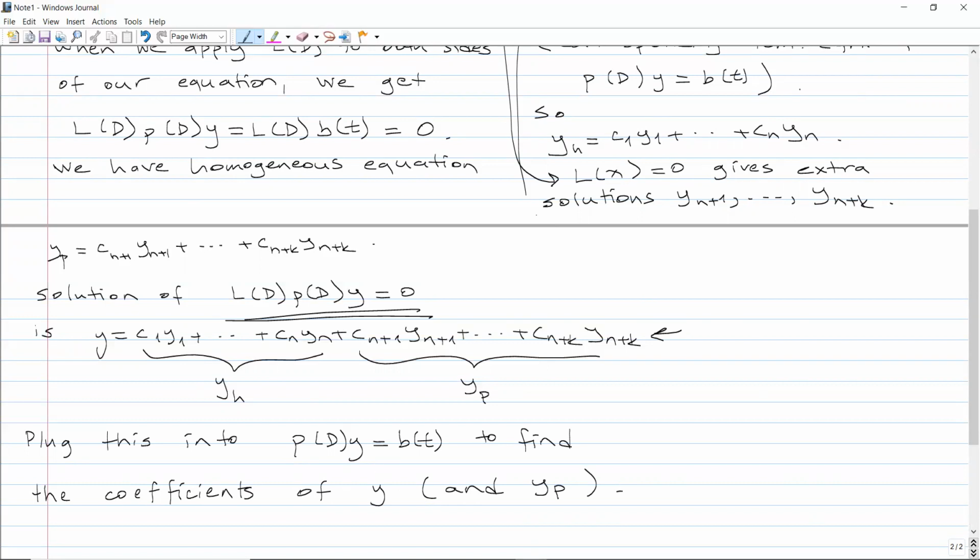So you don't need to say this is my yp, this is my yh. You just find these constants. Take the whole thing, plug it into the equation, and when you plug it into the equation, you will see some of the constants are going to disappear. The constants corresponding to the homogeneous equation are going to disappear, and the remaining constants are going to be the coefficients of your particular solution. So this is still the method of undetermined coefficients.